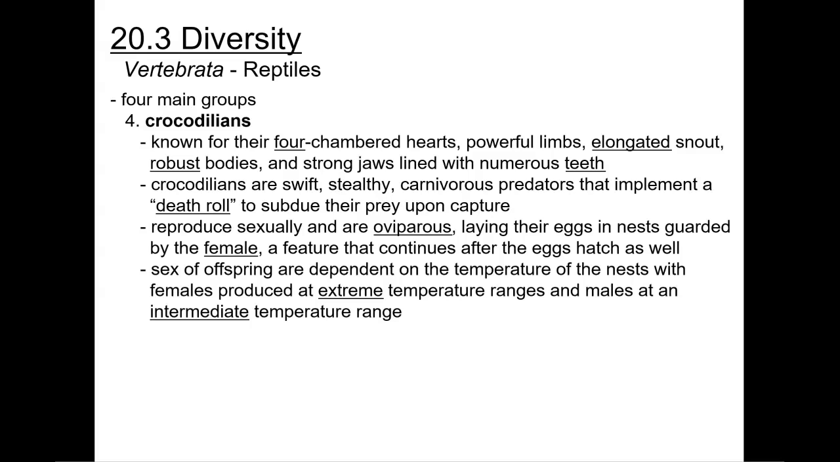And if you've watched any of the shows where you see people go out and hunt and capture these, you can see that they are always worried about that death roll. They reproduce sexually and are oviparous, laying their eggs in nests guarded by the female, a feature that continues after the eggs hatch as well. Sex of offspring is going to be dependent upon temperature of the nest, with females produced in extreme temperature ranges and males at intermediate temperature ranges.